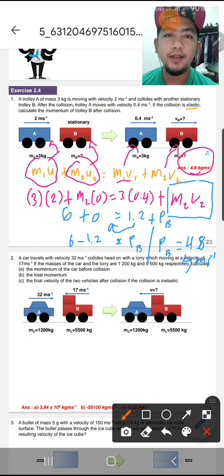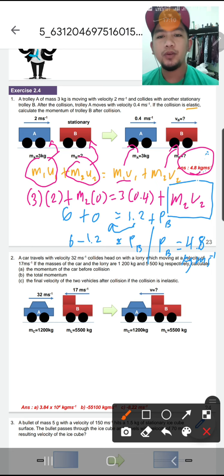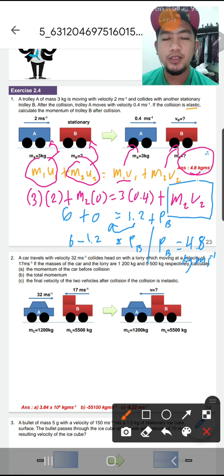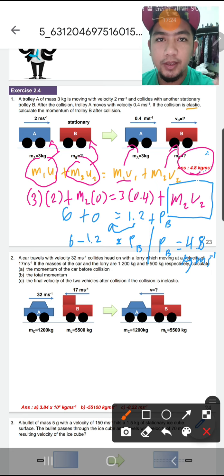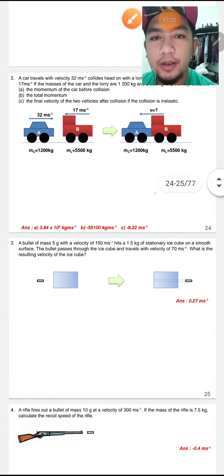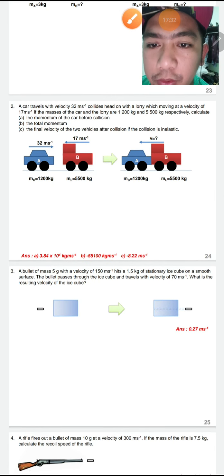So easy. Okay, make sure you write the formula first. When you read the question, you recognize whether the question refers to an elastic collision, inelastic collision, or explosion. Then you write the formula. You take out the information, then substitute into the formula. Alright. Now we continue to the second question.